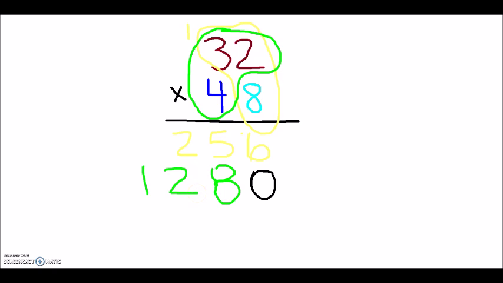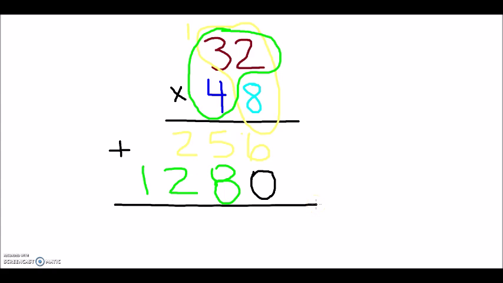And now you're probably wondering, where do we go from here? Well, if you were to do 32 times 8 and 32 times 40, you'd get these two answers. Now if you add those together, you get what 32 times 48 equals. So we are going to add these two numbers together now.